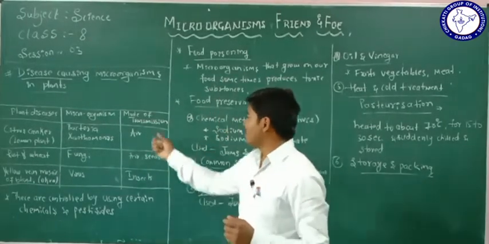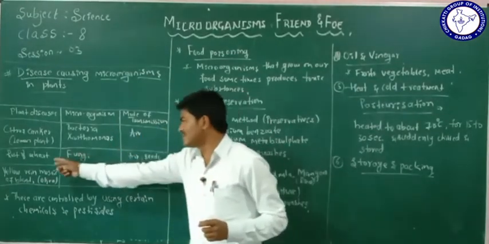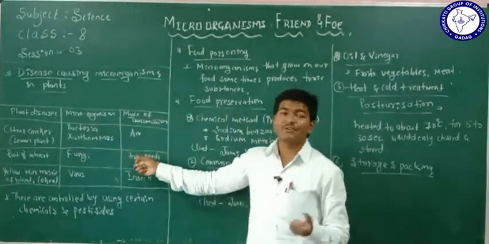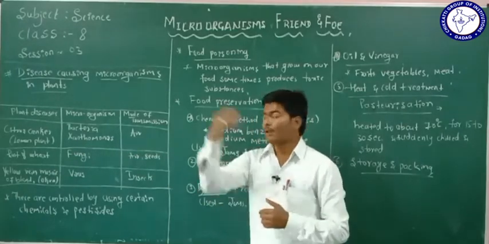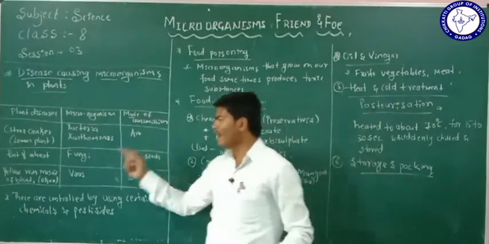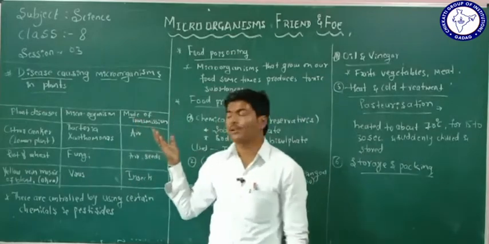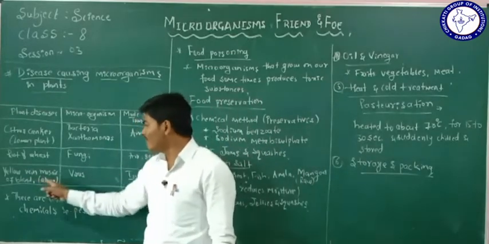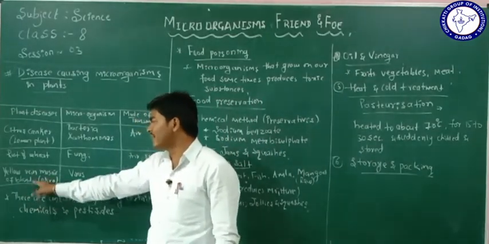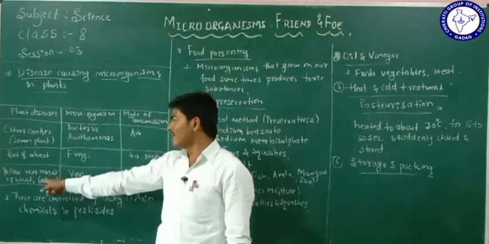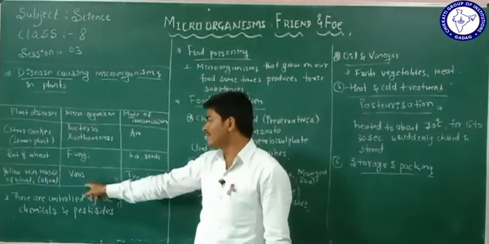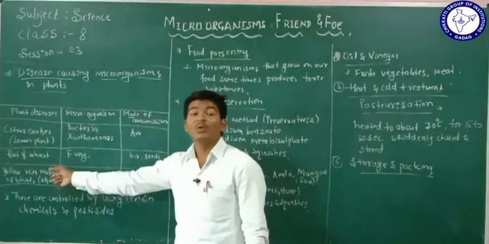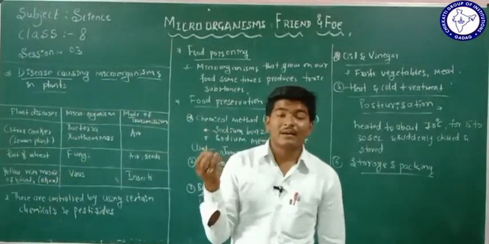So the mode of transmission of this disease is by air. It uses air as the medium to transfer the disease from one plant to another plant. Under plant diseases caused by microorganisms, here is yellow vein mosaic of bhindi. Yellow vein mosaic of bhindi is another plant disease caused by a microorganism, a virus. It is a viral disease which may come in plants.